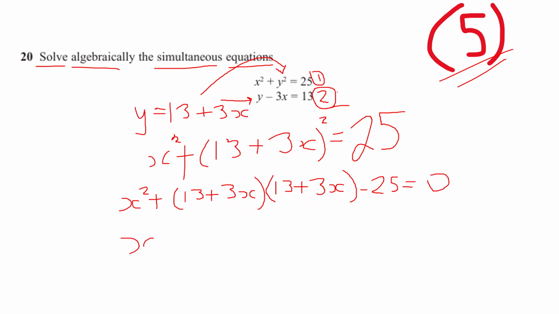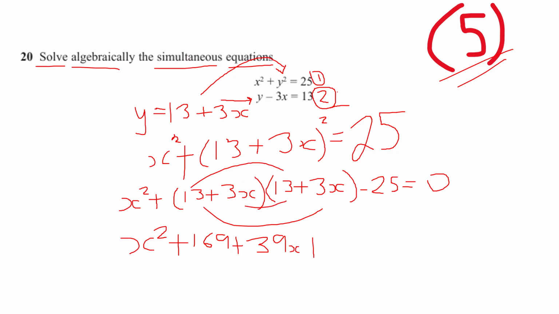So I'm going to have x squared plus, so I'm going to have 13 times 13, which is 169. 13 times 3x makes 39x. 3x times 13 makes another 39x. Then we have 3x times 3x makes 9x squared. And I'm going to take away 25 and make it equal to 0.